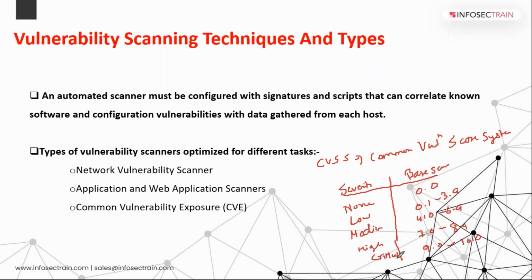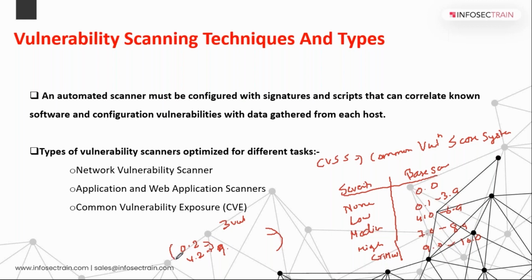Now let's say I had performed a pen test for InfosecTrain, and I got 3 vulnerabilities. One particular vulnerability has a base score of 0.2. One vulnerability has a base score of, let's say, 4.2, and one vulnerability has a base score of 9.